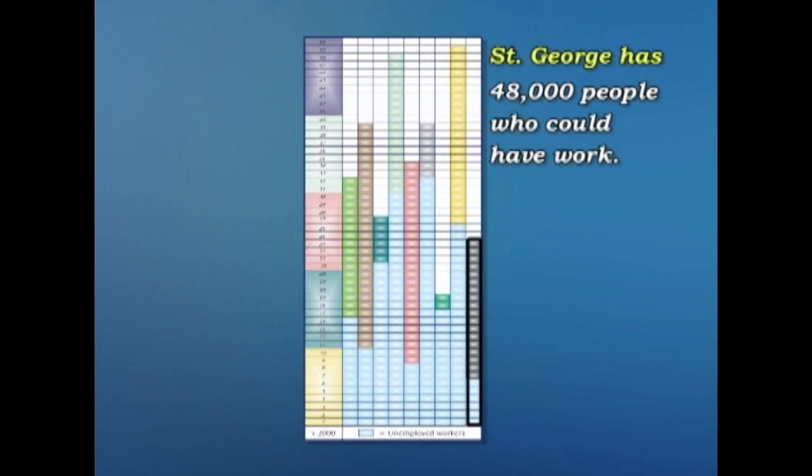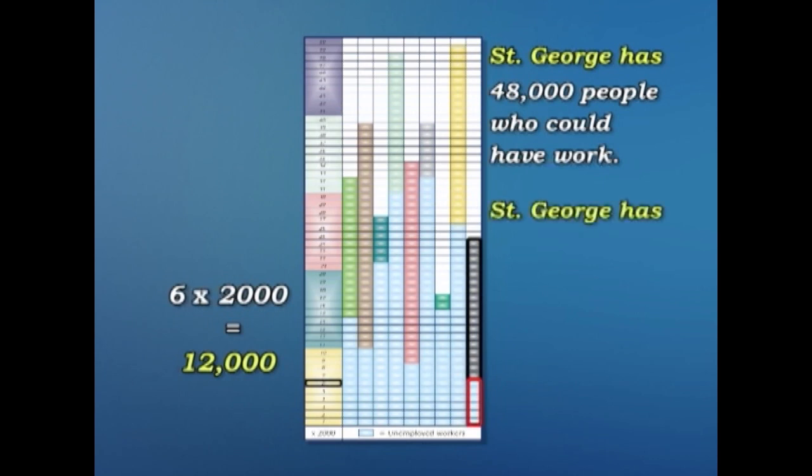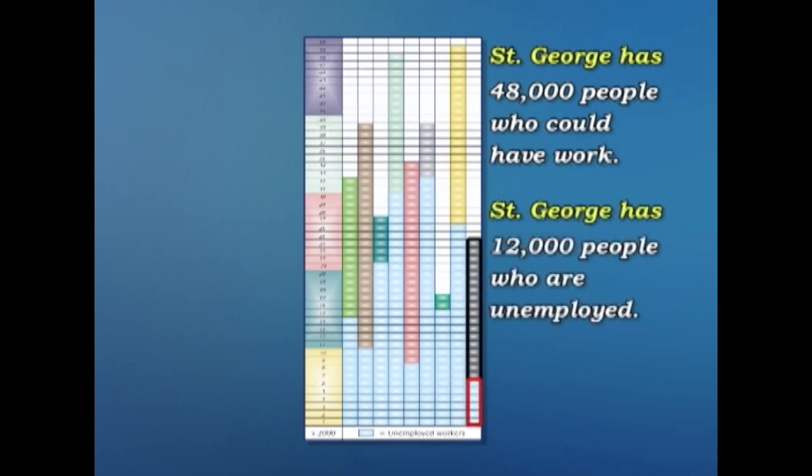Look at the bottom of the column, the light blue boxes. The light blue boxes show you how many people are unemployed, how many people have no work. And how many light blue boxes do you see in the last column, the column for St. George? 1, 2, 3, 4, 5, 6. 6 times 2,000 is 12,000. St. George has 6 times 2,000, that's 12,000 people who are unemployed.